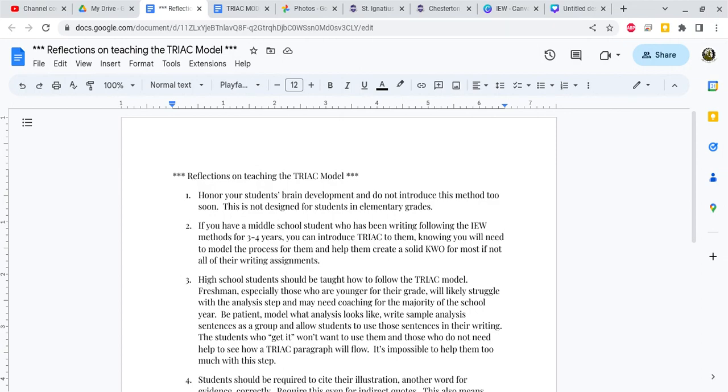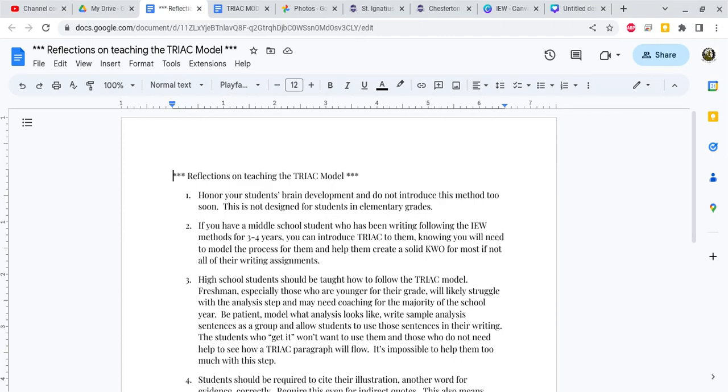So TRIAC stands for topic, restriction, illustration, analysis, and clincher. It's a way to organize their thoughts. The topic obviously would be the topic of the paragraph. Restriction means the claim that you're going to make. For example, if the topic is that Aeneas needs to continue on from Carthage and go to Italy, one restriction might be Aeneas needs to leave because he's been told to leave by the gods. That would be your restriction, or the claim that you're making.